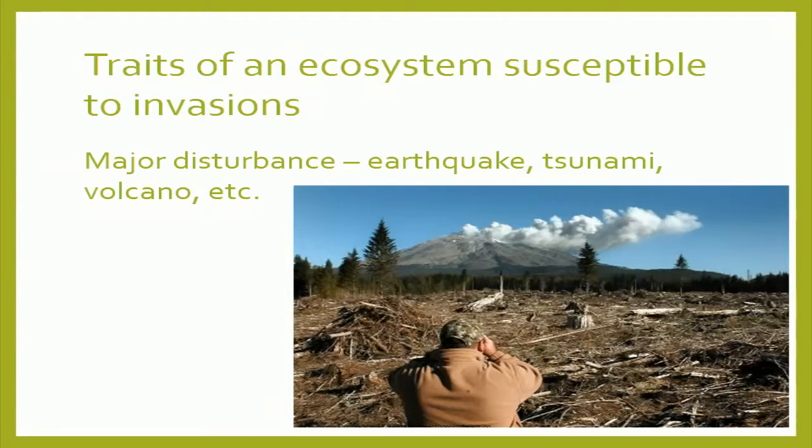Invasive species can successfully invade a wide variety of ecosystems, but there are ecosystems that are especially susceptible to invasions. A major disturbance, like an earthquake, tsunami, or volcano, can kill many native species, creating vacancies in the ecosystem that invasive species can fill before native species can move back.